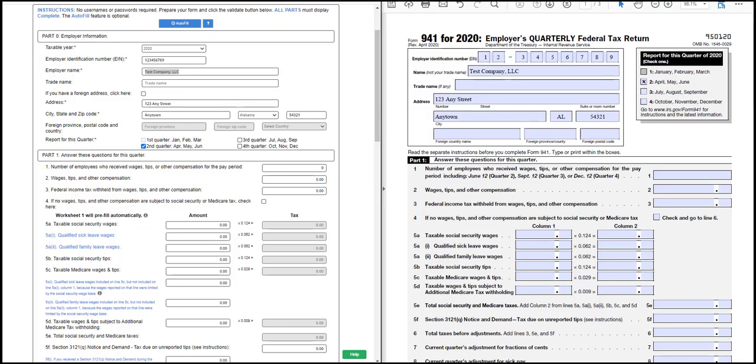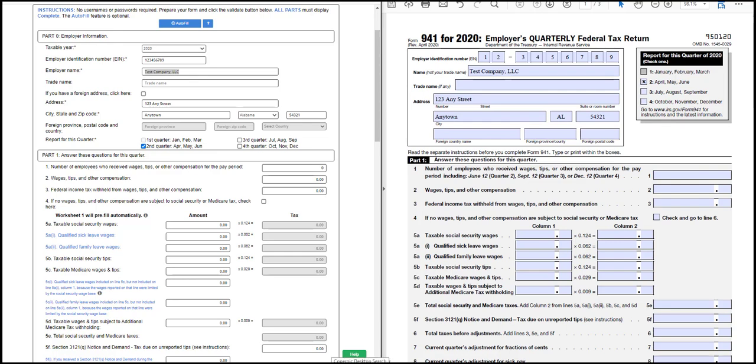Line 1. Enter the number of employees who received wages during the relevant quarter. Count all employees, whether full-time, part-time, or seasonal, basically anyone who received wages during the quarter. However, do not include independent contractors, farm workers, or household employees like maids or housekeepers. Also, don't include seasonal workers if they didn't work in the particular quarter.